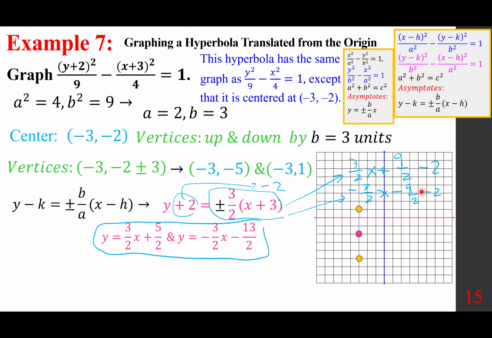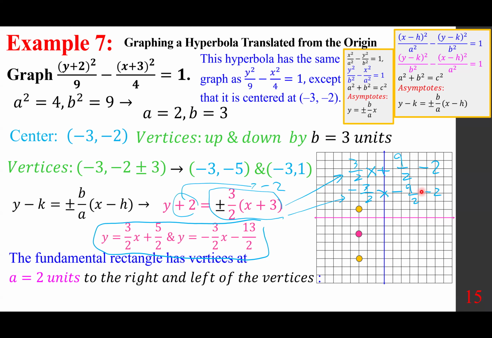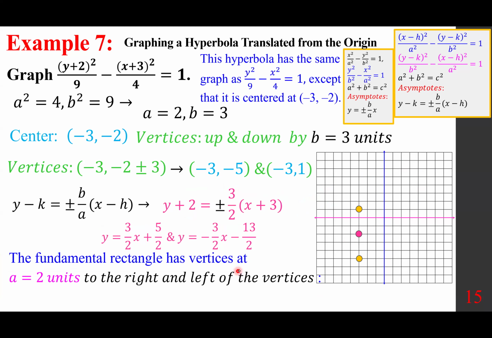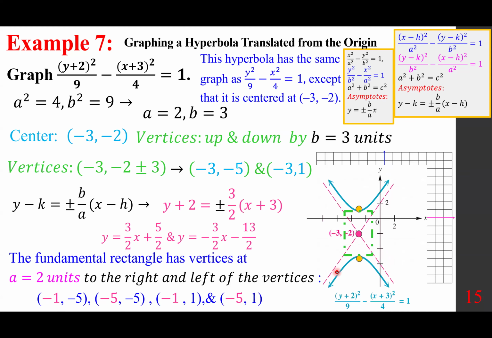As far as the fundamental rectangle is concerned, the fundamental rectangle has vertices at a equals 2 units to the right and left of the vertices. So we have the following. Here's the vertices, right? And because it opens up and down, you go a units, which is 2 units to the right and left. Those are the 4. Those are the fastest and easiest way. So that is the fundamental rectangle, and that is the graph.